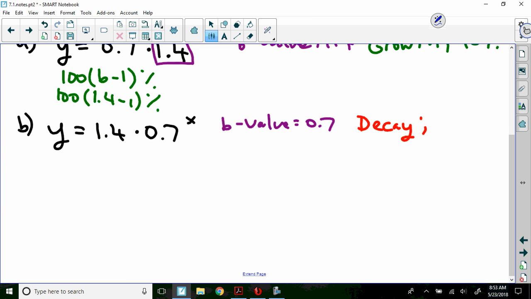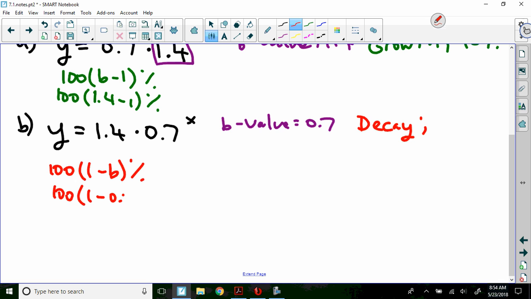So let's see how that goes. 100 times (1 minus b)%. 100 times (1 minus 0.7)%. Let's do the math and see what we get there. Somebody said it? 30%. Good. So the decay rate here is 30%. Okay. I don't know why, but a lot of people struggle with finding the rate of decay more so than the rate of increase. We doing okay so far?